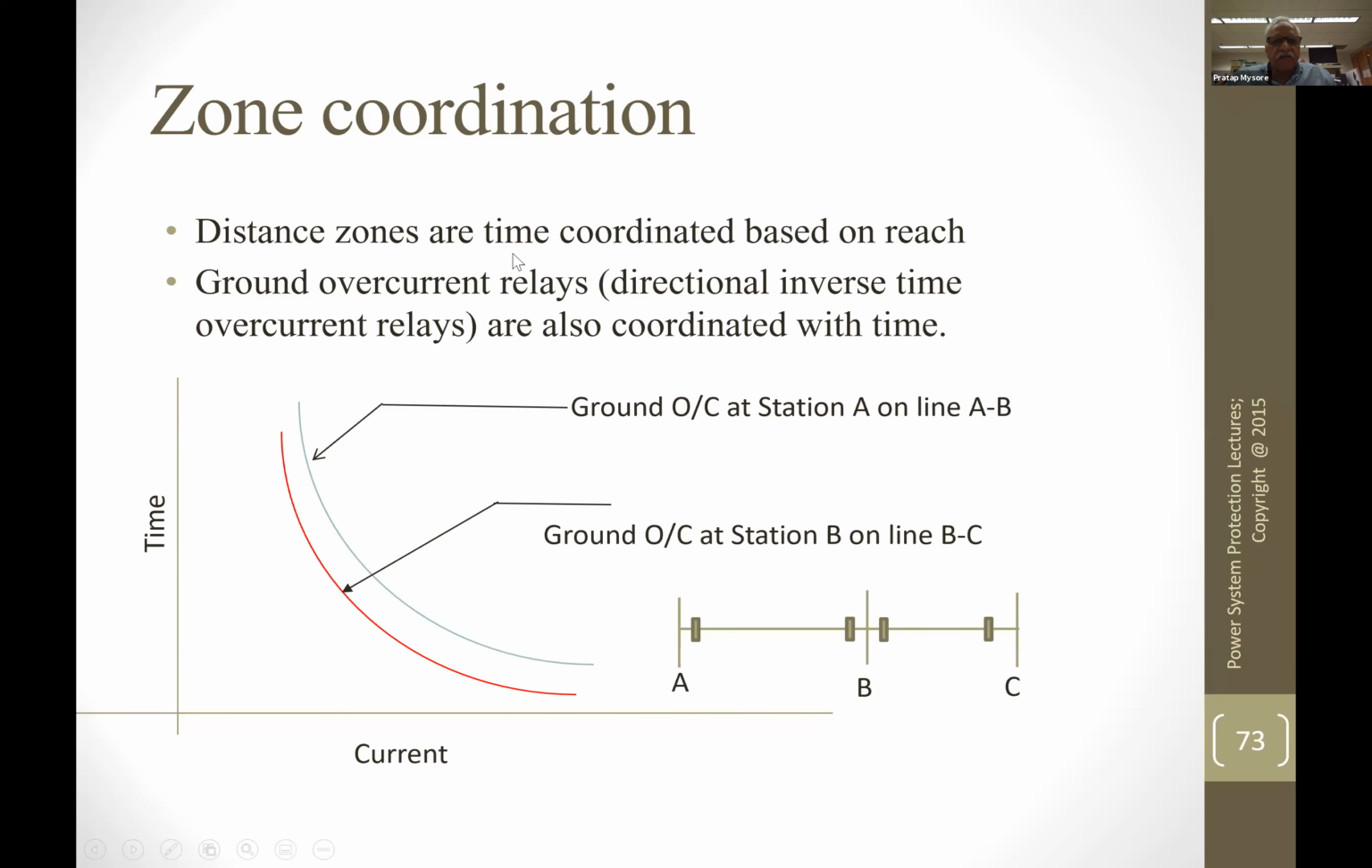So distance relays are time coordinated based on the reach, as we discussed. The ground overcurrent relays also are coordinated with time. So if there is a fault in adjacent line BC, that has to operate faster than the ground overcurrent relay from A to B. Okay, so that time coordination was typically like a zone 2 time of 15 cycles. They were also given the same time for coordination purposes.